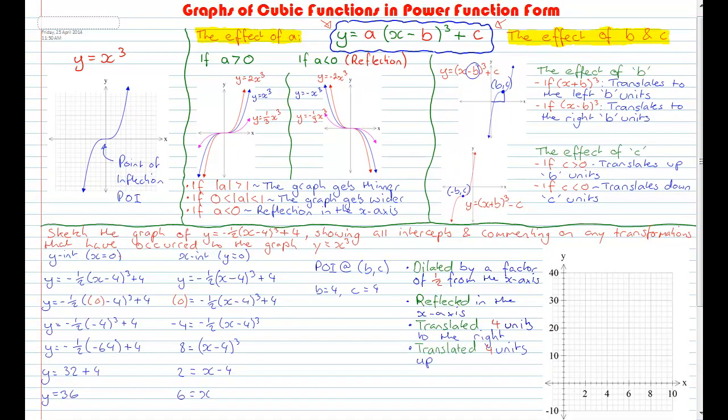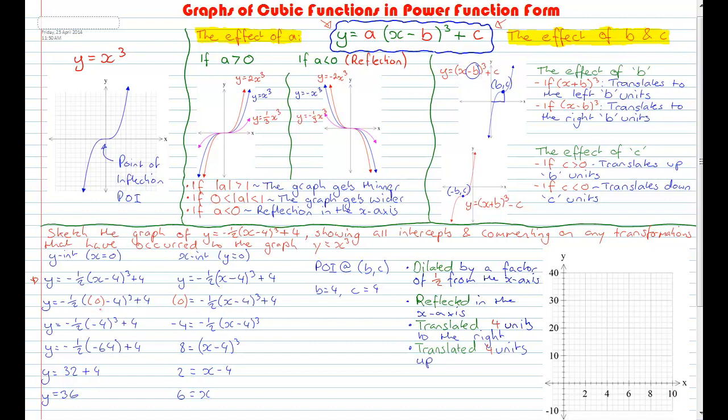Alright, so welcome back. The very first thing I've done is gone through and looked for my y-intercept. In order to do that, I'll make my x equal to 0. So I've written out my equation here, and I've made x equal to 0 down in the next line. So you get y is equal to -1/2(0 - 4)^3 + 4.